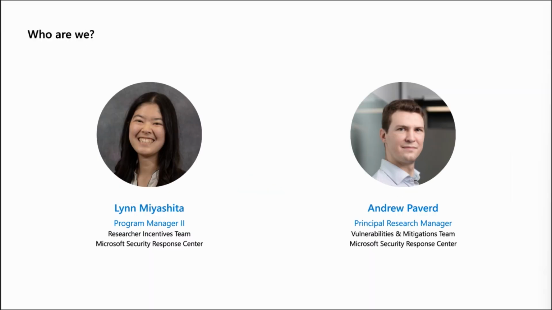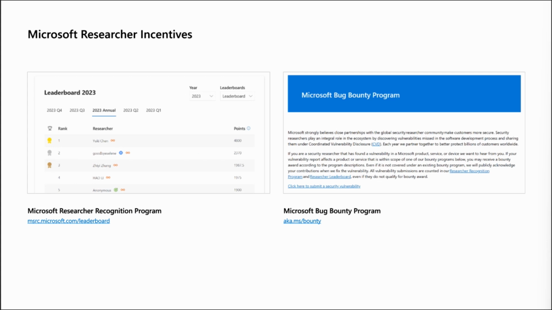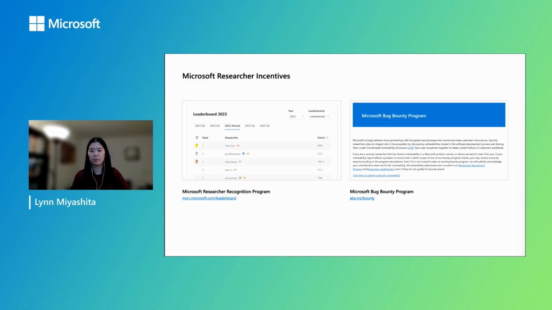Thanks, Andrew. So as I mentioned, I'm on the Microsoft Researcher Incentives team. And here, my team really focuses on bringing in research that is of the highest impact to our customer security. So our researcher incentives are largely made up of monetary and non-monetary programs. So first, there's the non-monetary programs, which is the Microsoft Researcher Recognition Program. So this program offers public thanks and recognition to security researchers who submit a vulnerability, which in turn helps us protect our customers.